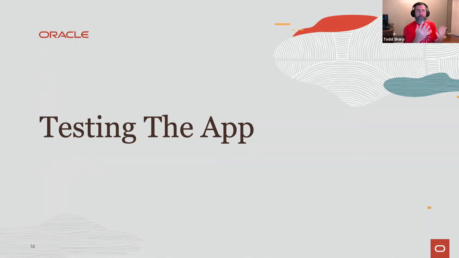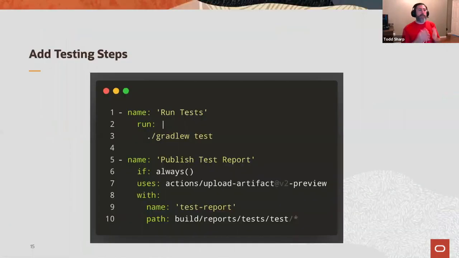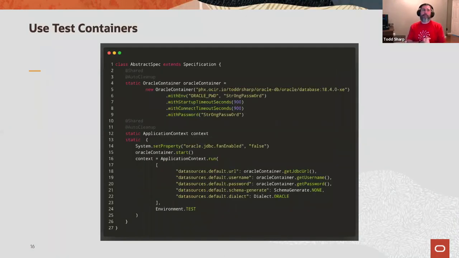Some of the other things you would obviously want to do is add testing to your application, right? So how do you do that? Very simply, you add some steps to run the tests and publish your test reports. So Gradle W test, and you can add Spock tests, JUnit tests, whatever your favorite flavor of testing framework is. You add all your tests in, and here's an example using Spock and Testcontainers to use an Oracle database container. And you can add all this to your build and execute all of your tests in your GitHub pipeline and integrate it just like you would any other normal CI/CD pipeline.